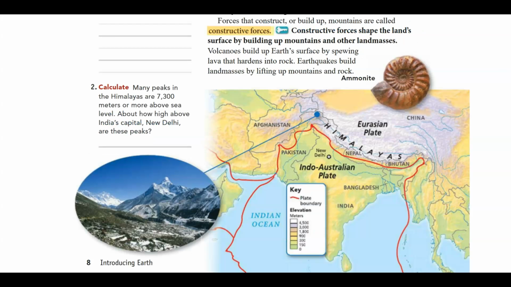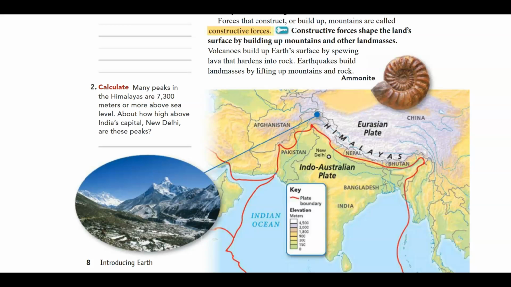Forces that construct or build up mountains are called constructive forces. Constructive forces shape the land surface by building up mountains and other land masses. Volcanoes build up Earth's surface by spewing lava that hardens into rock. Earthquakes build land masses by lifting up mountains and rock. So down here we have Figure 3. Part of it you can't see the questions, but I will read those. It says, from sea to mountain, constructive forces raised the Himalaya mountains.